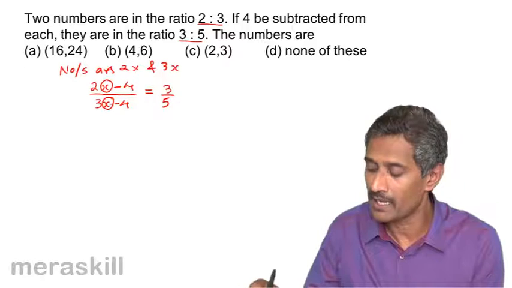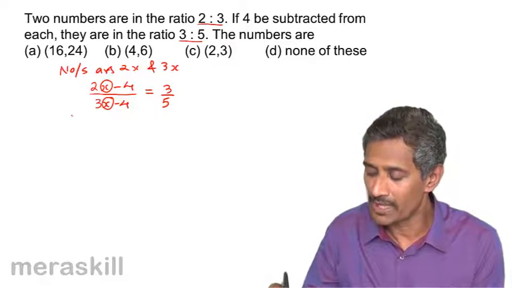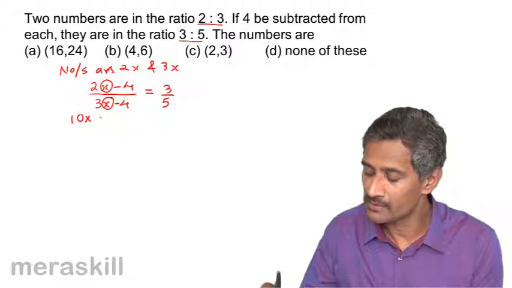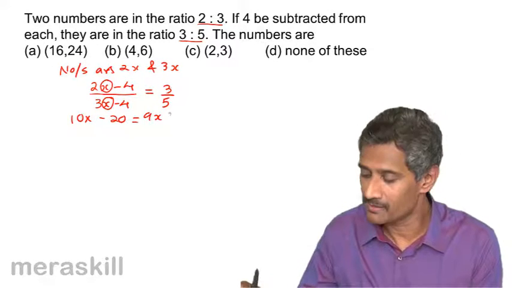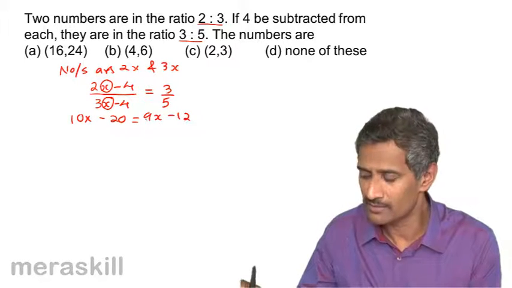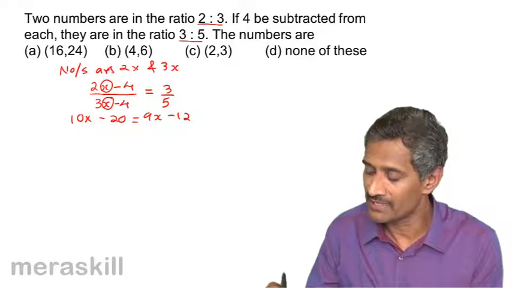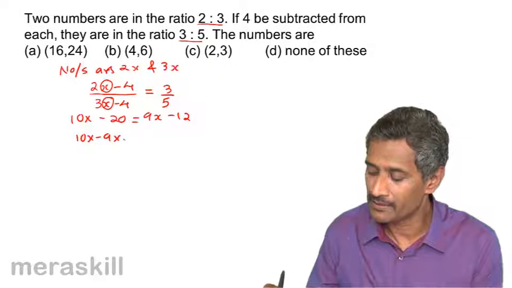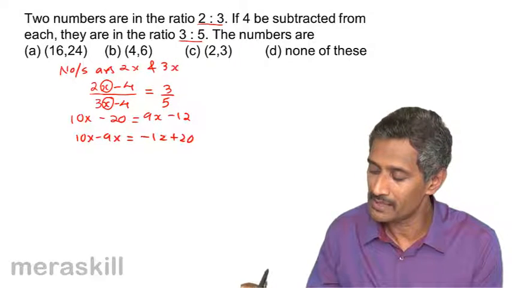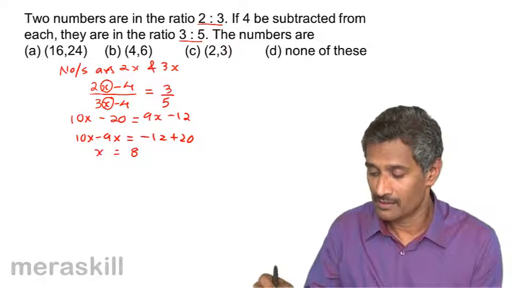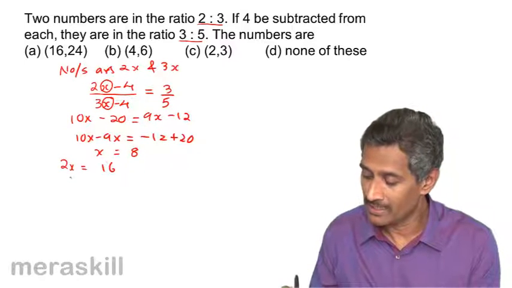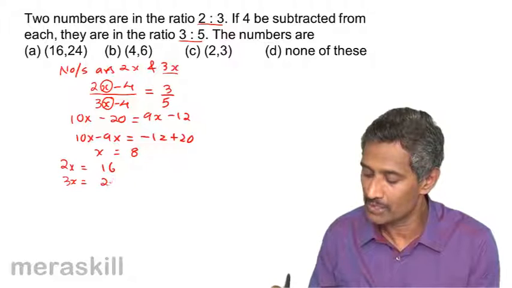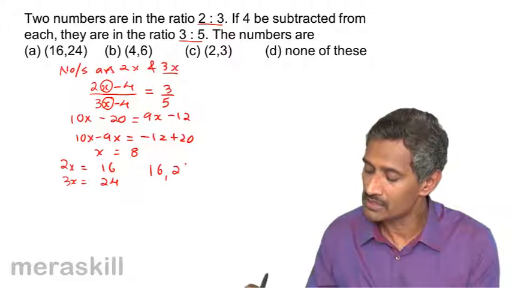So let's cross multiply quickly. 5 into 2x, 10x. 5 into minus 4, minus 20. 3 into 3x, 9x. 3 into minus 4 is minus 12. I think we can start doing things faster. So 10x minus 9x you have, and here you have minus 12 plus 20. So you have x is 8. So obviously 2x is going to be 2 into 8, 16. And 3x is going to be 3 into 8, 24. So the numbers are 16 and 24.